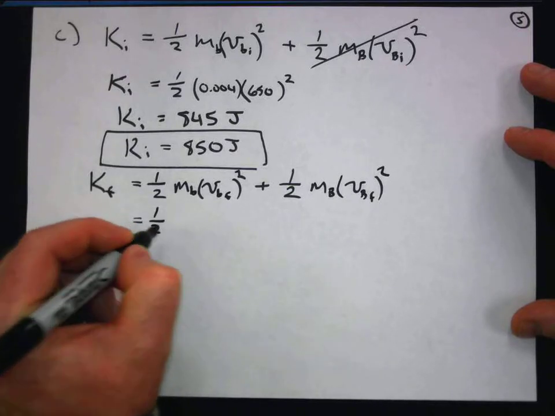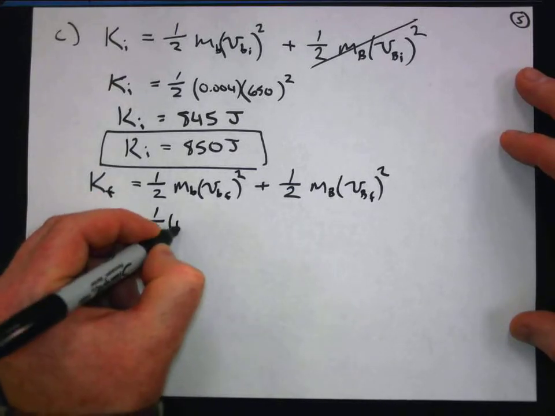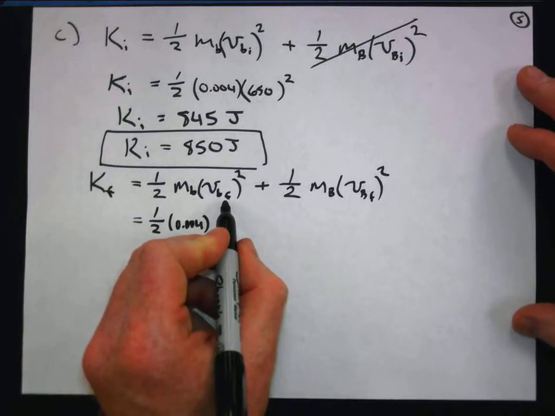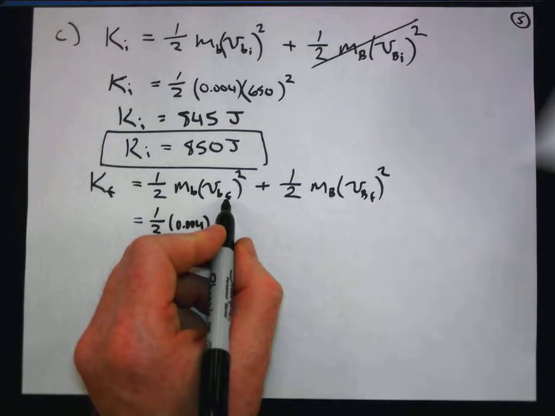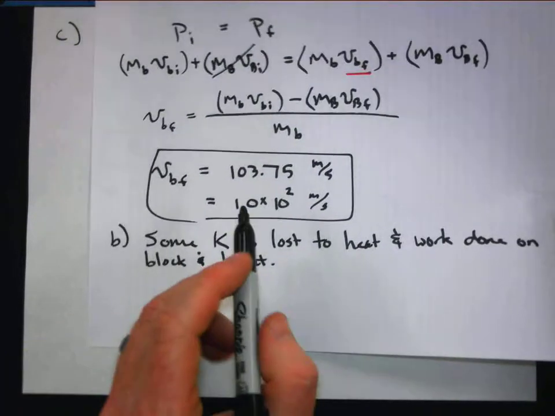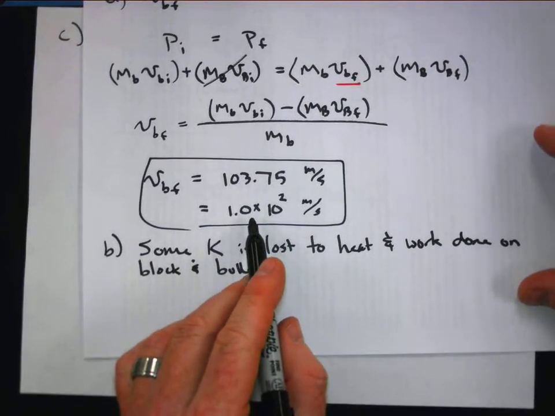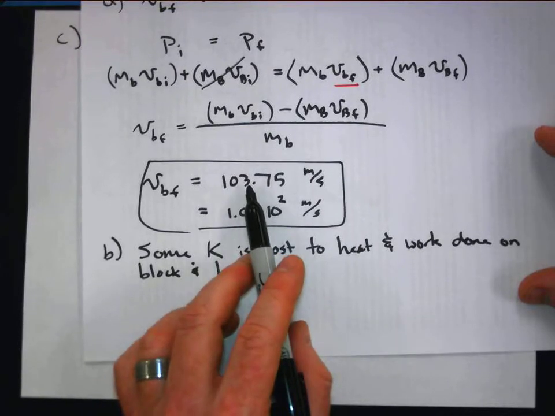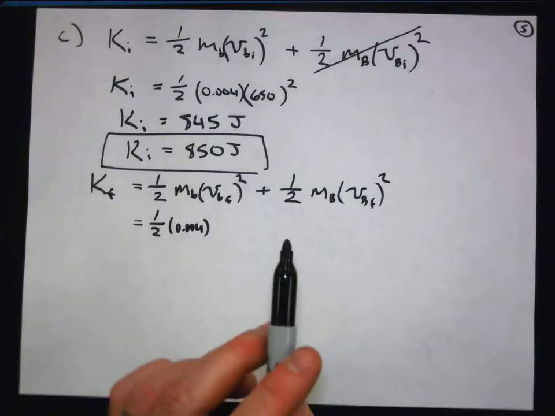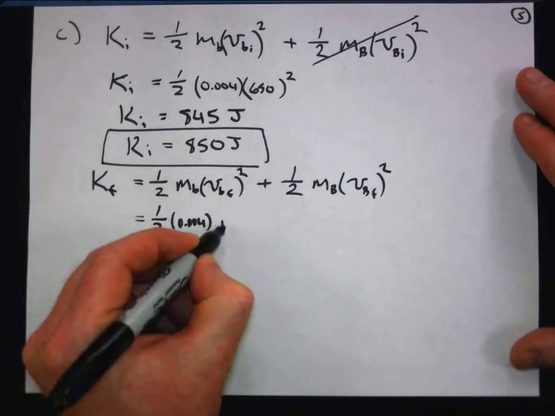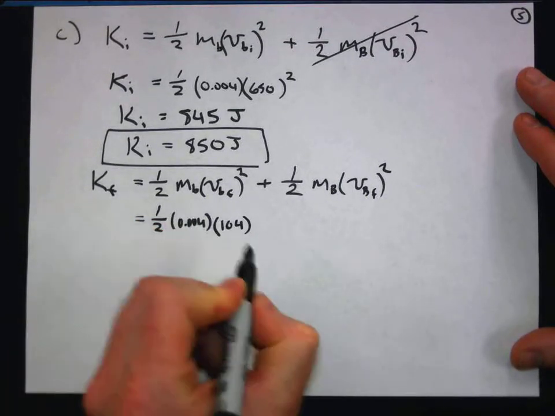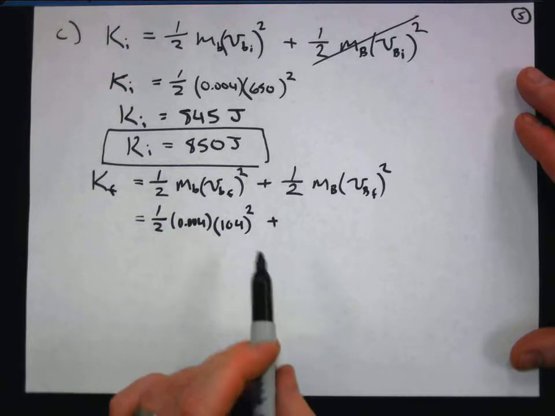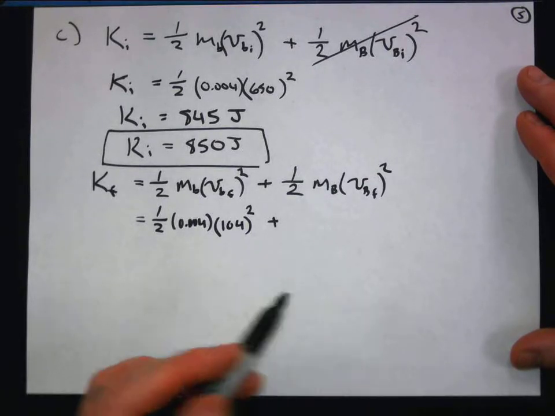Do that substitution. 0.004, and this is a final velocity of the bullet, which I got to be, well, this is 100 meters per second. I'm actually going to use a number with less rounding in it than this one. I'll use, let's go with 104. So that will introduce less rounding error into my answer. I don't know if that's going to make a big difference or not, but nothing wrong with trying to incorporate less error as you go.